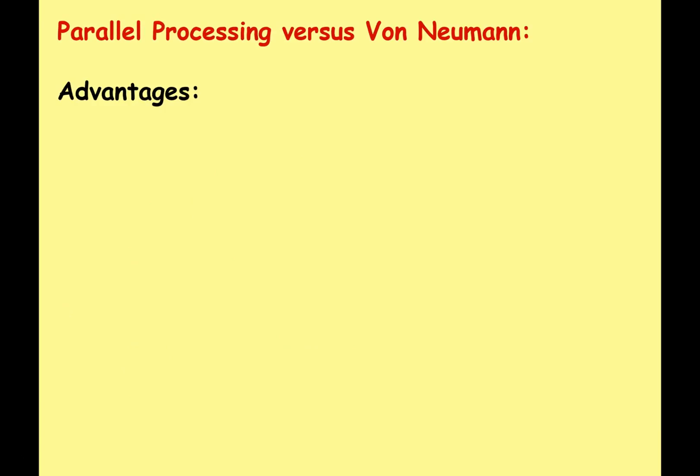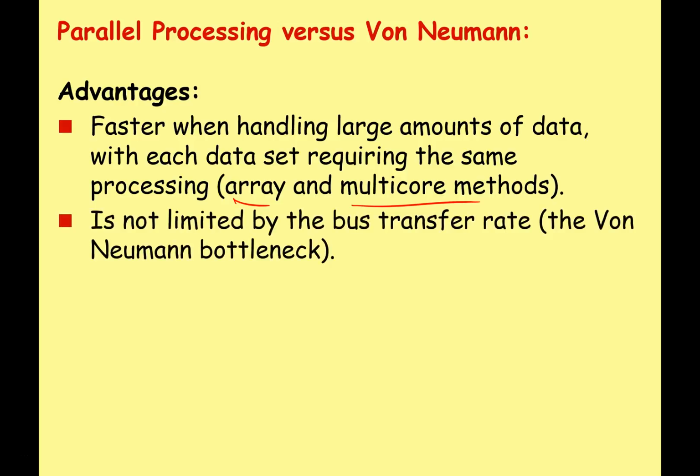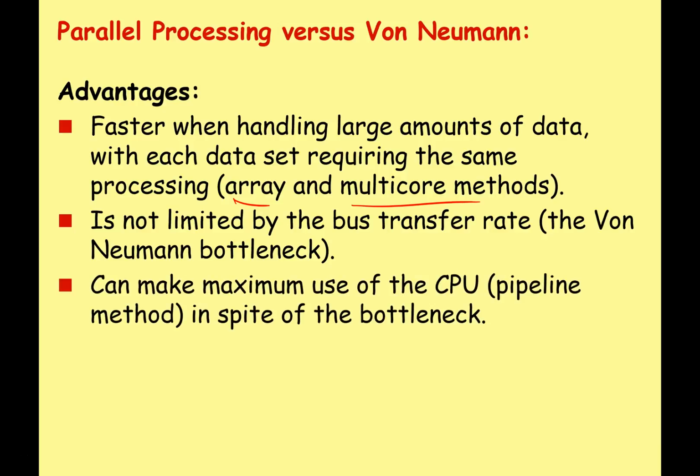Let's just look at some comparisons of parallel processing versus classic von Neumann architecture. So advantages: faster when handling large amounts of data, with each data set requiring the same processing. So this is true for array and multicore systems. Parallel processing is not limited by bus transfer rates, the same as the von Neumann bottleneck, in the same way. Parallel processing can make maximum use of the CPU in spite of the von Neumann bottleneck, and that's for pipelining.